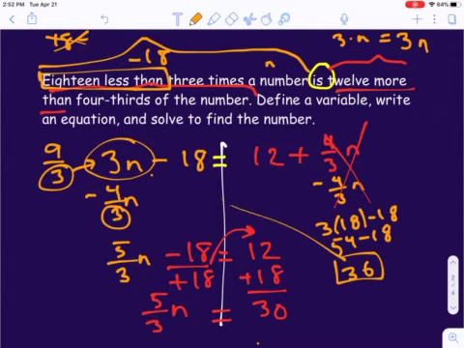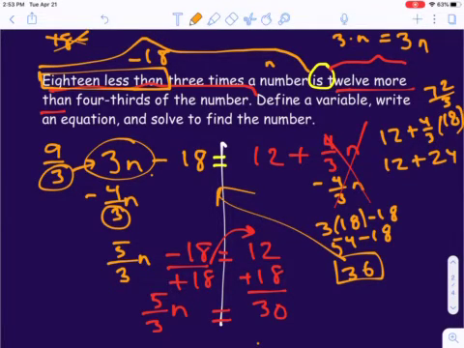So that's this side. Now let's do it here. We have 12 plus 4/3 times 18. Let's figure out what 4/3 times 18 is. Well, 18 times 4 is going to give me 72 over 3. And if I divide 72 by 3, I get 24. So I get 12 plus 24, and that gives me 36 as well. So our answer works.